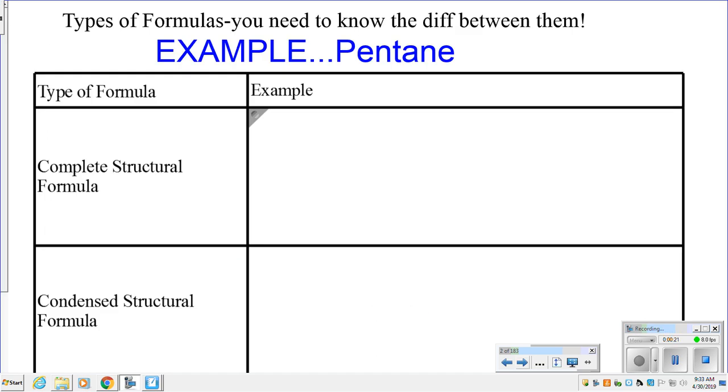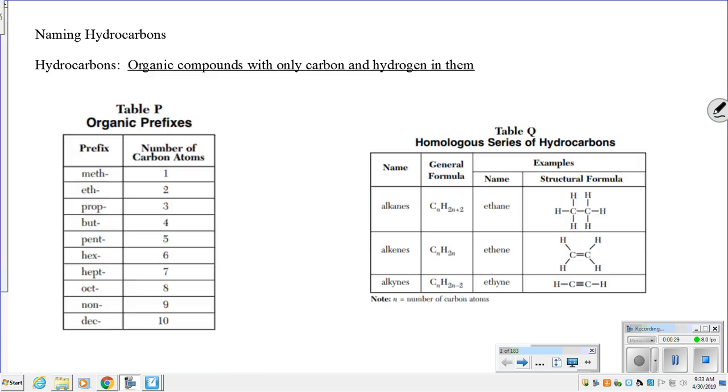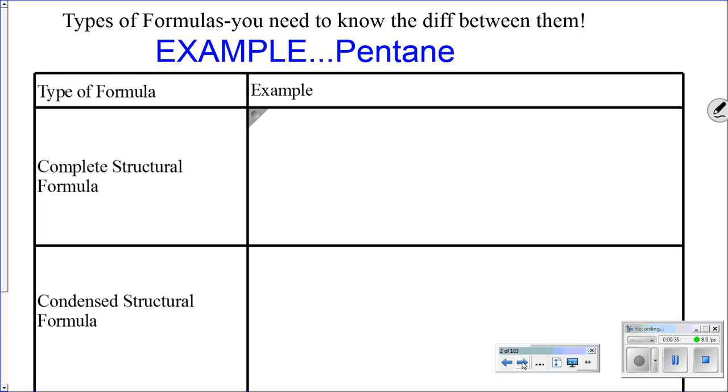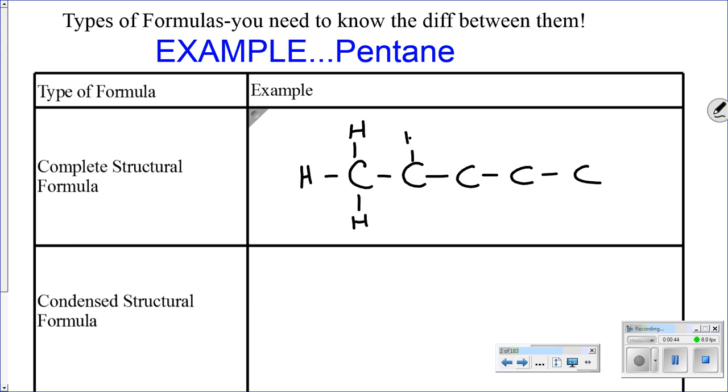There are several types of formulas. If we look first at, I'm just going to go with the example pentane. Pent means 5. As you can see from reference table Q, ane endings mean all single bonds. So pentane is 5 carbons in a row with all single bonds. A complete structural formula, which is what we'll mostly focus on today, would have 5 carbons in a row, and then we fill in hydrogens on them, and we'll talk about how we're doing that today.